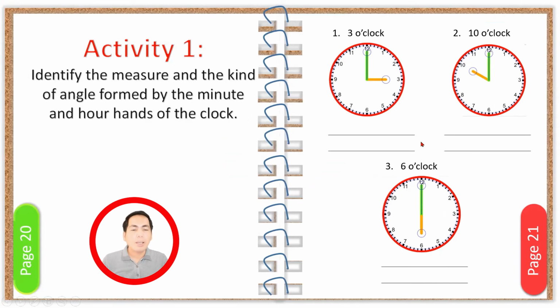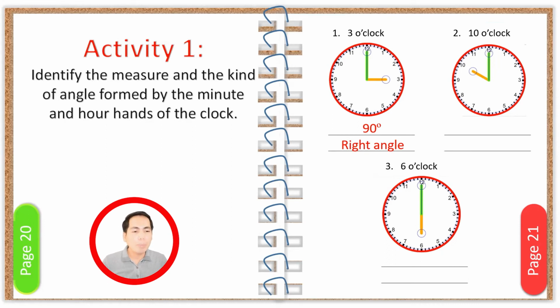Okay, time is up. Okay, for number 1, we have 3 o'clock. Remember that if we are using the clock, the whole circle is equivalent to 360 degrees. Now, for every 5 minutes, that is equivalent to 30 degrees. So, we have 30 plus 30, 60 plus 30, we have 90 degrees. So, therefore, at 3 o'clock, the minute and hour hands form 90 degrees, and that is a right angle because a right angle is an angle that measures exactly 90 degrees.